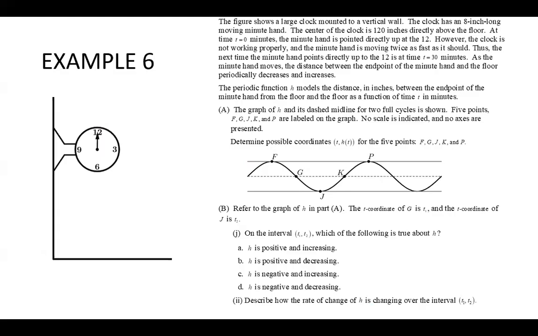At time t equals 0, the minute hand is pointed directly up at 12. However, the clock is not working properly. The minute hand is moving twice as fast as it should. Thus, the next time the minute hand points directly up at 12, it is at t equals 30.